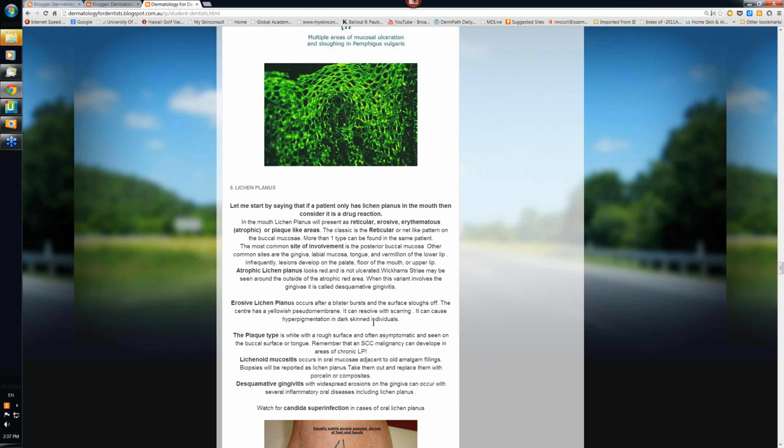And if you've got a dark-skinned individual, they can get hyperpigmentation in the inside of the mouth. It's one of the features of lichen planus in the skin. When it heals in the skin, it'll leave a dark pigmentation in the skin. Same thing can happen there on the inside of the mouth in dark-skinned individuals.